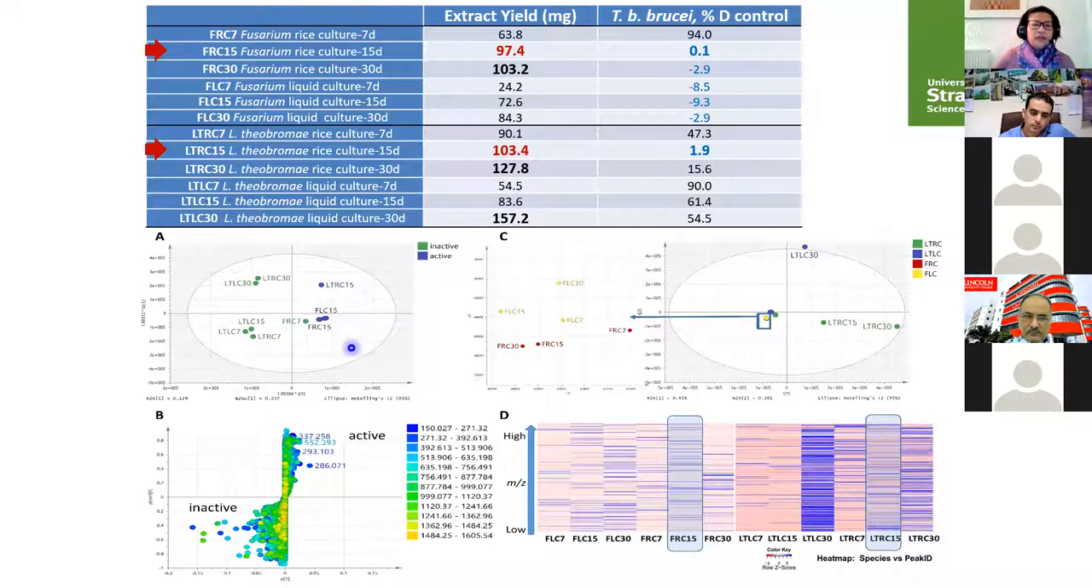So on the right side are the active metabolites and on the left are the inactive. But let's focus our attention on the active extracts.